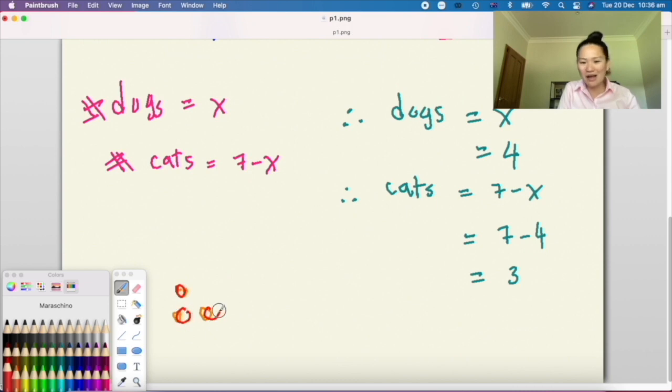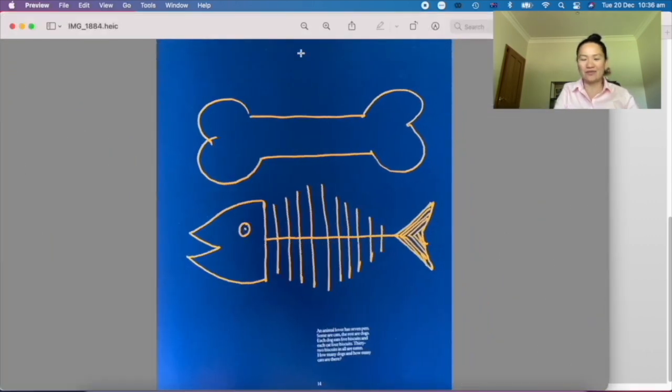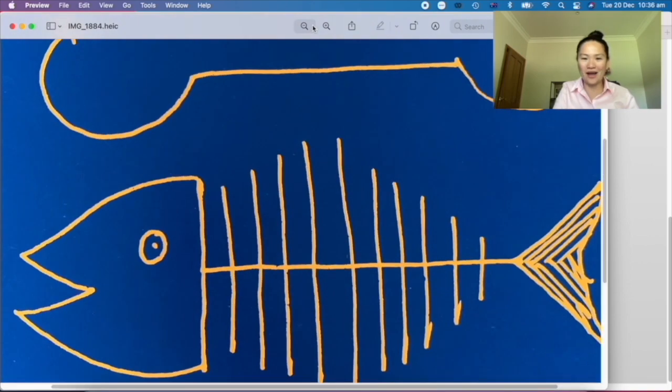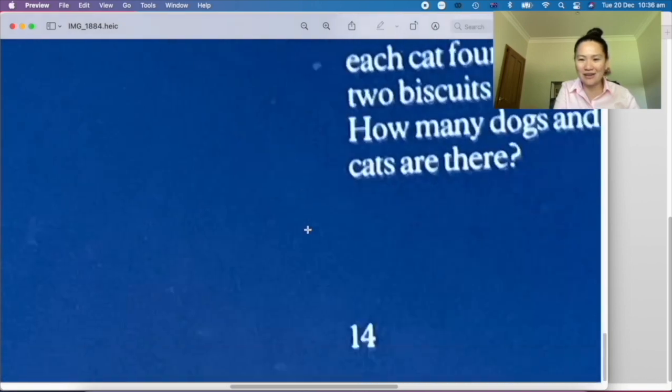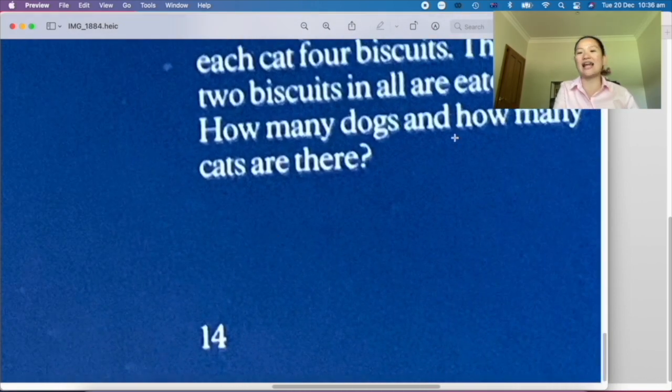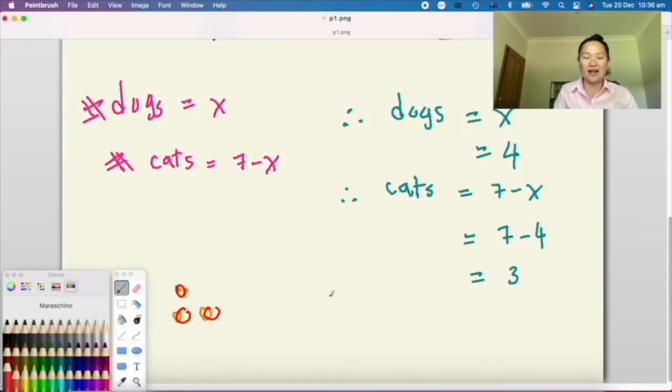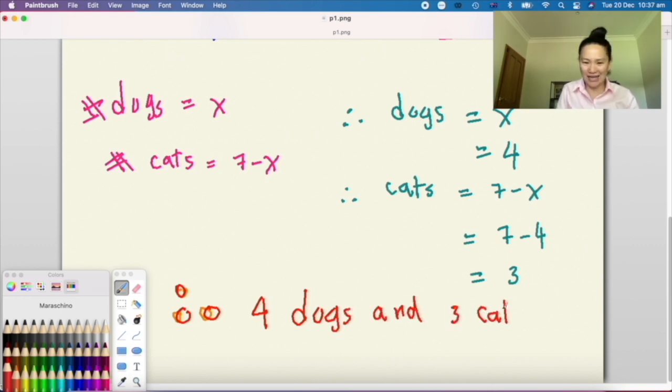You want to come back to our question again. Here, what do they want you to find out? They want you to find out, in here, guys, how many dogs and how many cats are there? Okay. So what do we have here? We have 4 dogs and 3 cats. And they say this one is your answer.